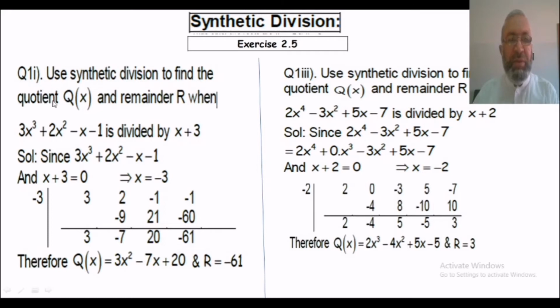Use synthetic division to find quotient and remainder. The remainder is minus 61, the last term, and the remaining three terms give the quotient: 3x squared minus 7x plus 20. For checking, if we divide 3x cubed plus 2x squared minus x minus 1 by x plus 3 by long division, we will get the remainder minus 61, and the quotient is 3x squared minus 7x plus 20.